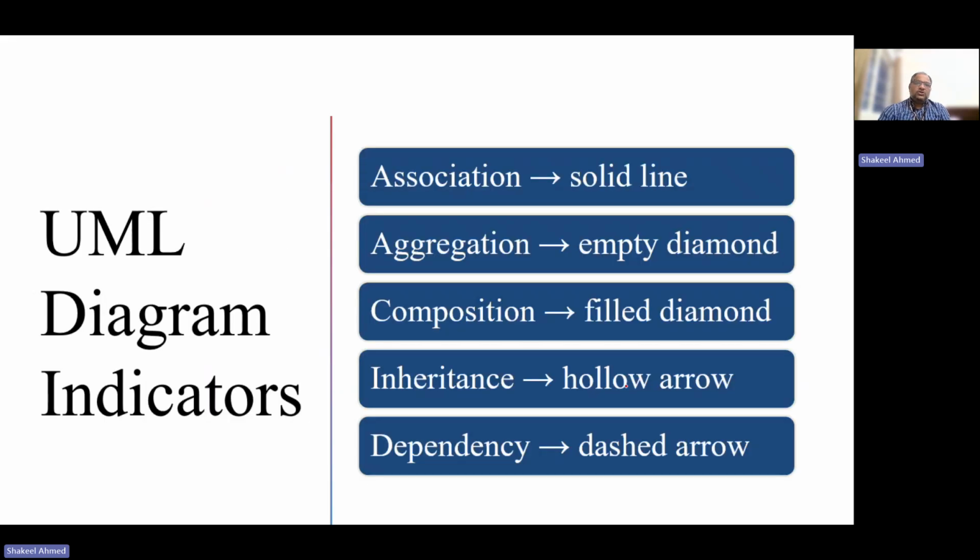The last thing is representing these in your UML diagrams. Association is generally represented with a solid line. So you will have the relationship between the classes with each other as a solid line. If you talk about aggregation, it will have an empty diamond, like this one. And composition means that it is composed of, so you will see this one as a filled diamond.